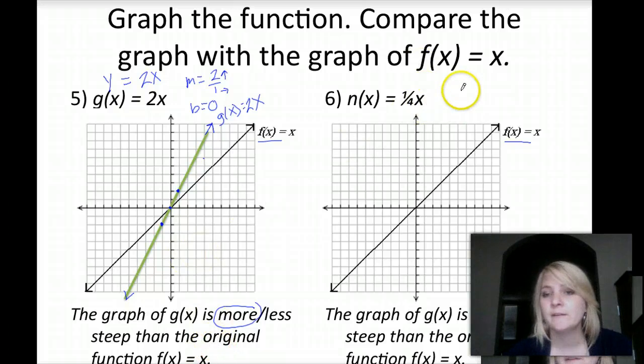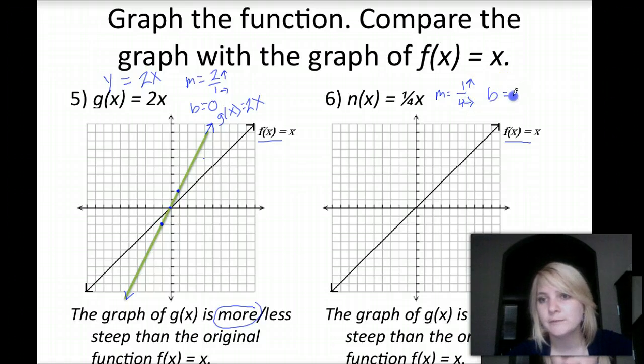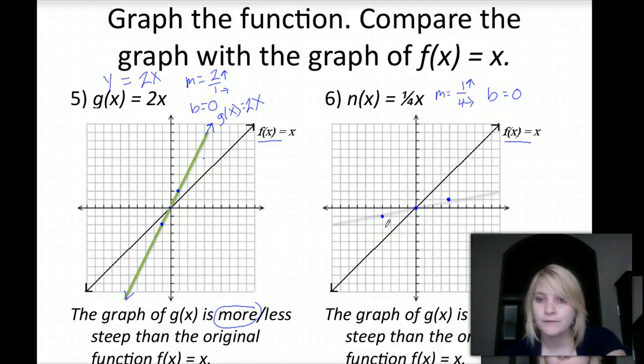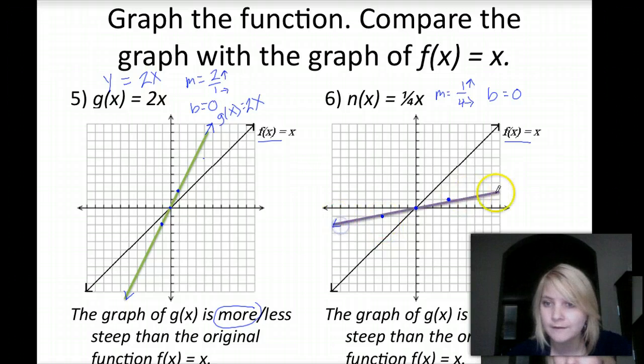6, we have n of x equals 1/4 x. Our slope here is 1/4, so we'll go up 1 unit to the right 4 units. And our y-intercept here is 0. So we have a y-intercept at 0, so that's the origin, up 1 unit over 1, 2, 3, 4. You might also go the reverse, so down 1 unit to the left, 1, 2, 3, 4. Connect those dots with a straight line, fully extending the parameters of your graph.